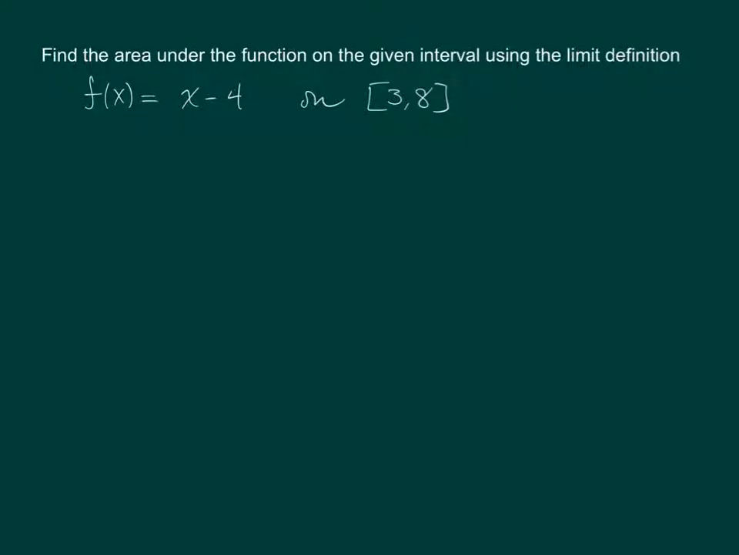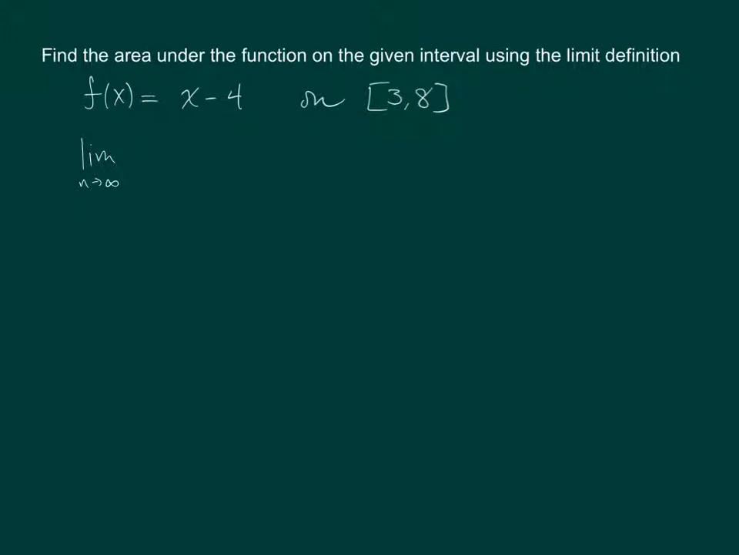Find the area under the function on the given interval using the limit definition. Here the function is f of x equals x minus 4, and we're looking on the interval 3 to 8. The first thing we need to do is set up a limit as n goes to infinity.